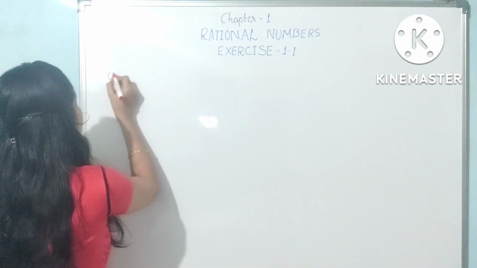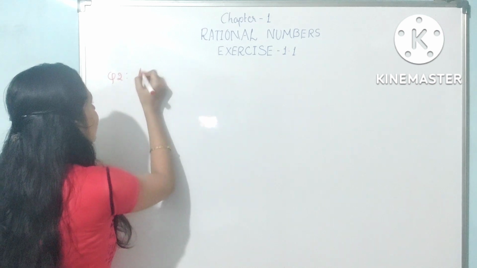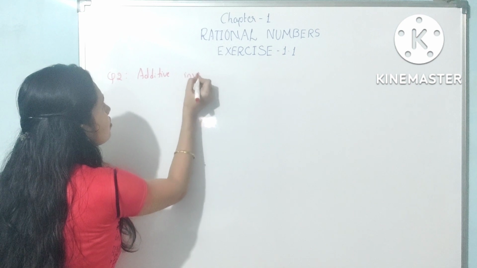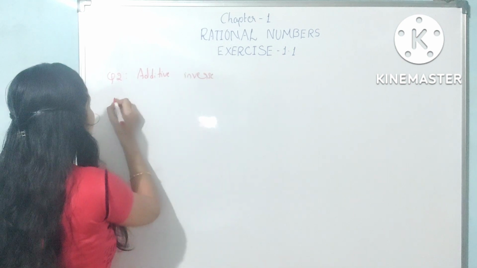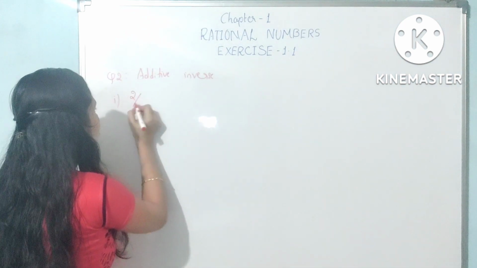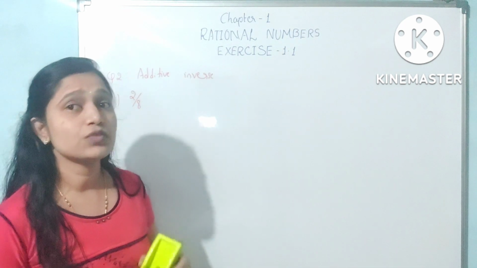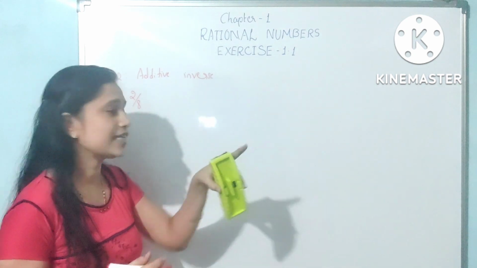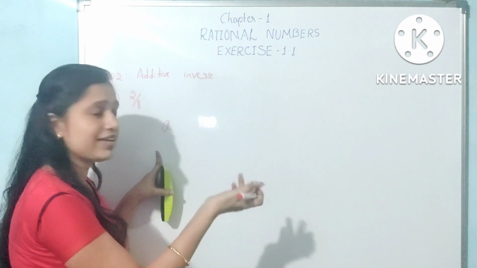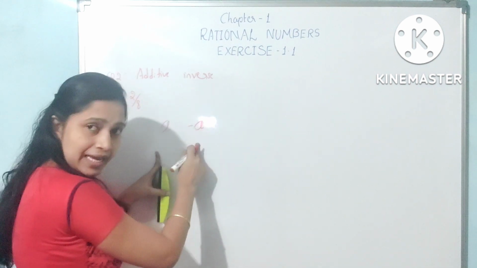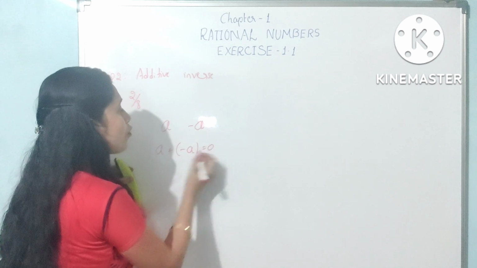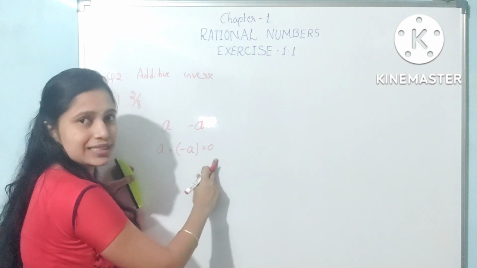Simple, right? Our question number 2 says we have to write the additive inverse of the following. The first one they are telling is 2 by 8. In additive inverse, what we have learned, the additive inverse rule says, for every rational number a there exists an additive inverse that is minus a. If we add a plus that additive inverse, the sum of both is equal to 0, right?